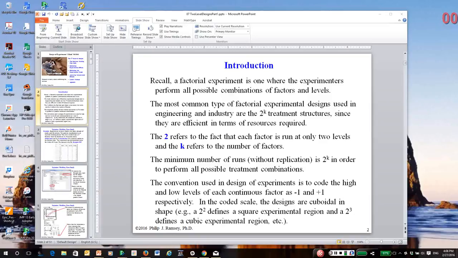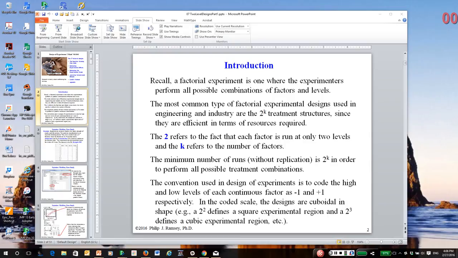Hello, this is the first in a series of recordings dealing with what we call two-level factorial designs. And this is from the notes, two-level designs part one. You should read the notes before watching this video. In this video, I'm going to introduce what we call 2 to the k factorials. I'll talk a little bit about the analysis of them and the issue of interactions, which is a key point for factorial experiments.